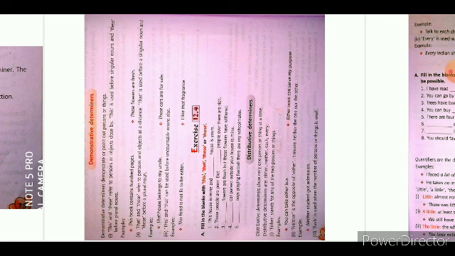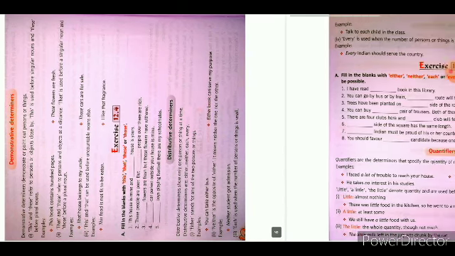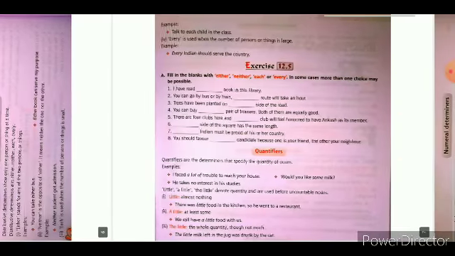Then, distributive determiners behave in the same way as an adjective. Distributive determiners show only one person or thing at a time, like either, or, neither, nor, each, every. So either stands for any one of two persons or things, neither is the opposite of either, meaning neither one nor the other, and each is used for a number of persons or things, taken singly.